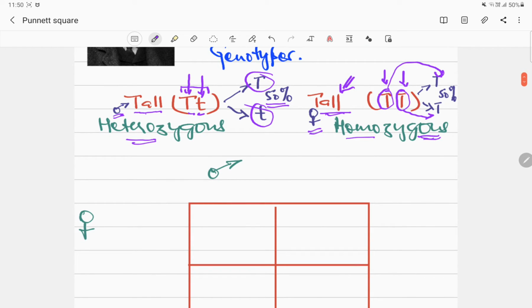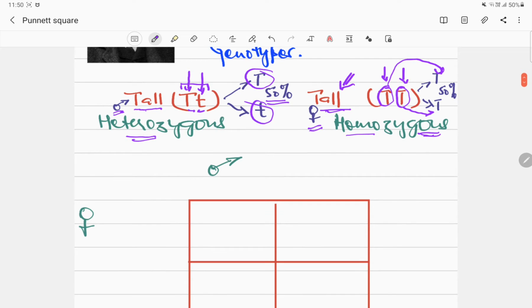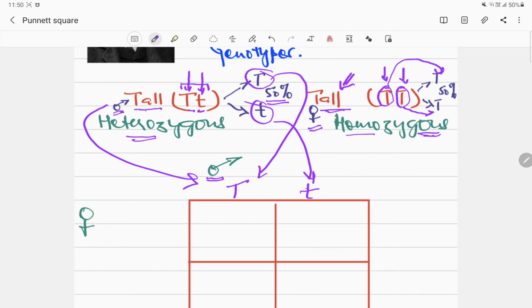Now, what is done in a Punnett square is that the genotype of the gamete is written. So let us write the genotype for the organism. There is only a 50% chance, so we only need two squares for this. We will write capital T here, which is one of the gametes formed by the male. So we write T here, which comes from here, and we write small t here.